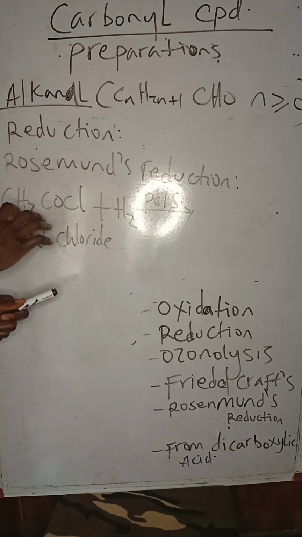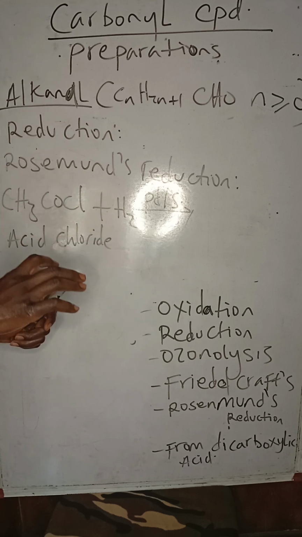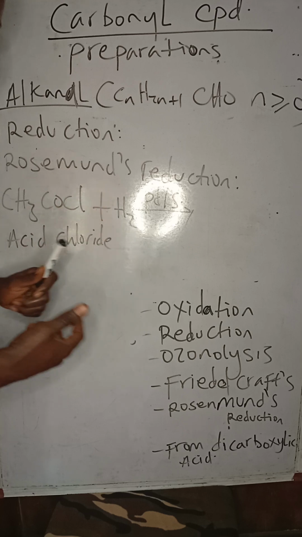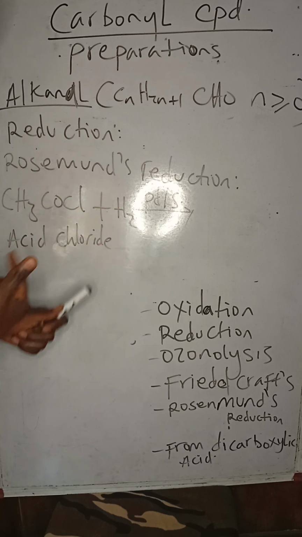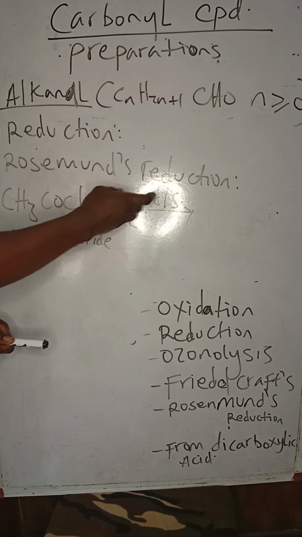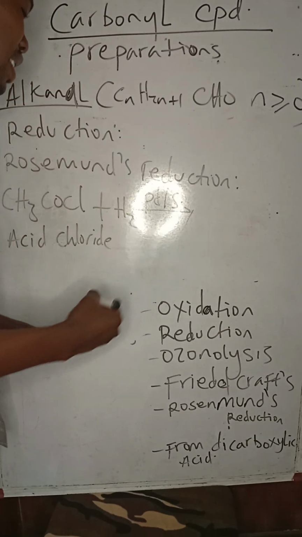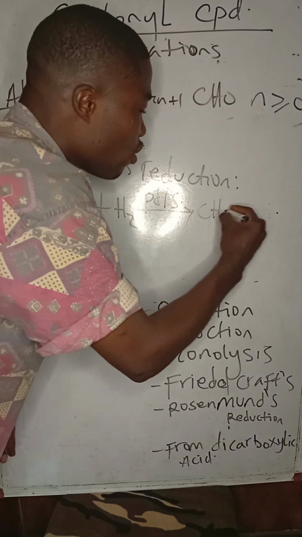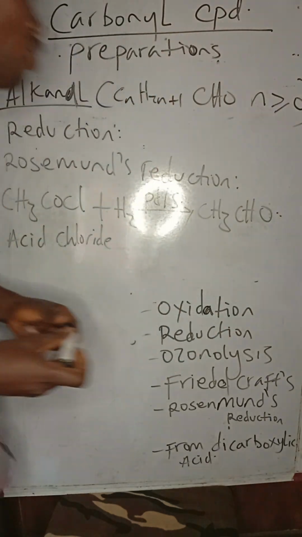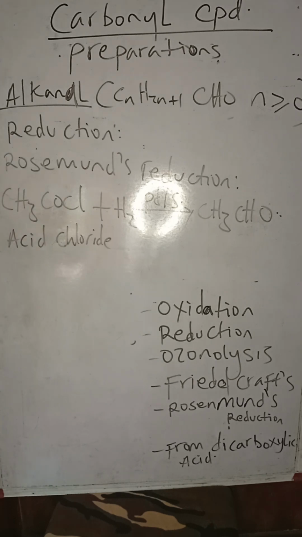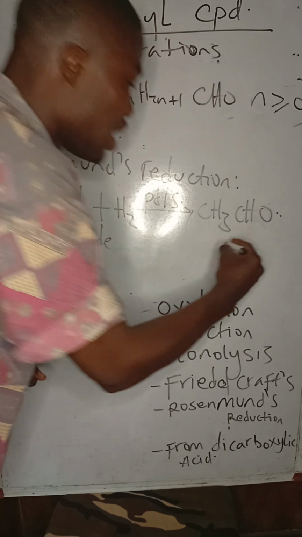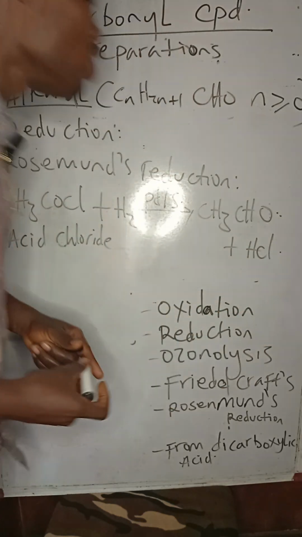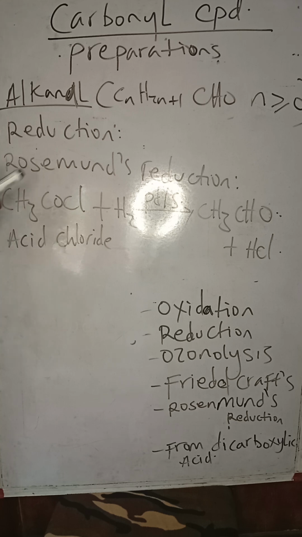So instead of reducing the acid chloride to alkanols, we stop at the intermediate, which is the alkanals. So now acid chlorides are reduced in the presence of palladium with sulfur catalyst, and we get the alkanals. So you just count your carbon. How many carbons is it? 2. So the alkanal we get is also of 2 carbons. So this type of reduction is known as the Rosenmund's reduction, and the byproduct is usually HCl. So this is the Rosenmund's reduction, another way to prepare alkanals.